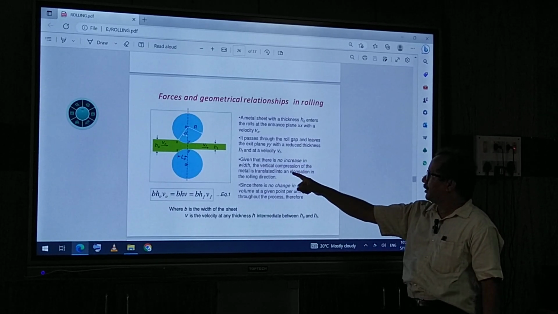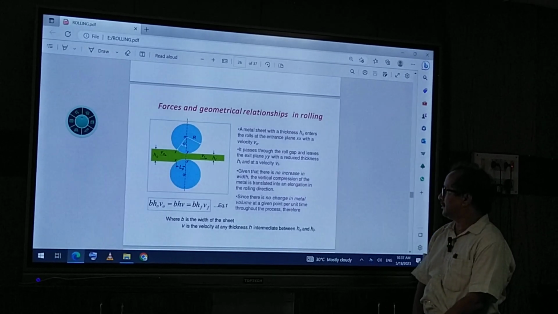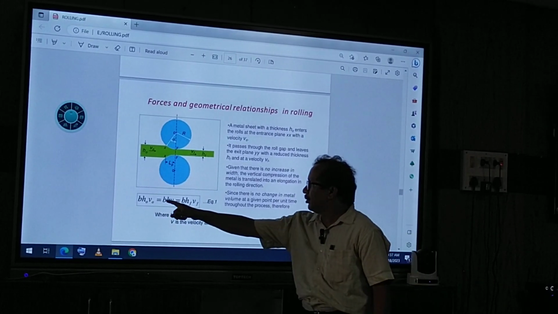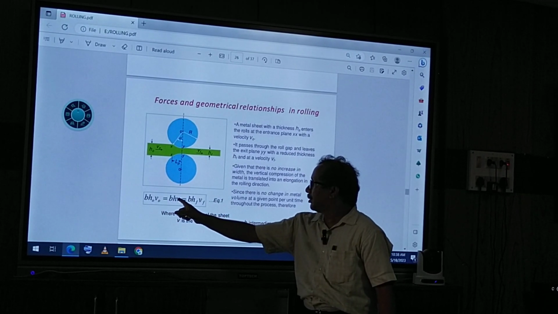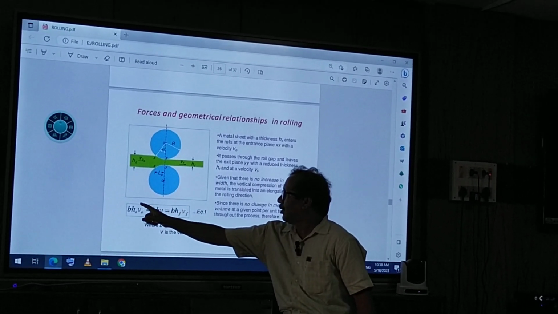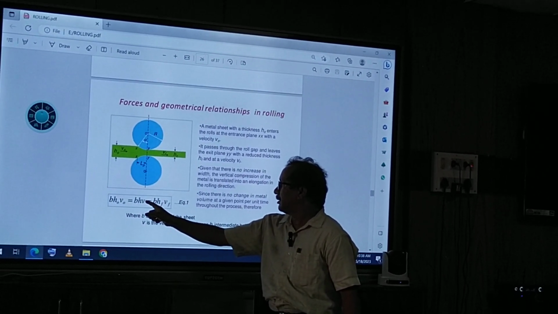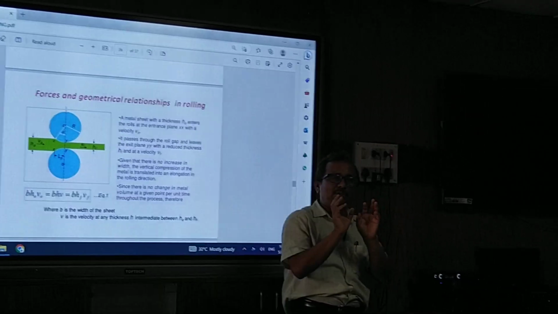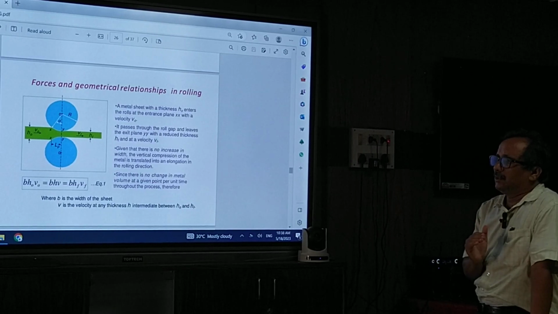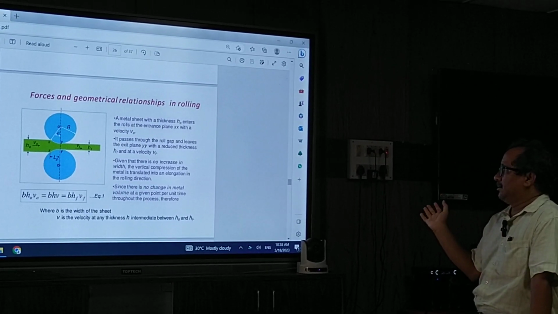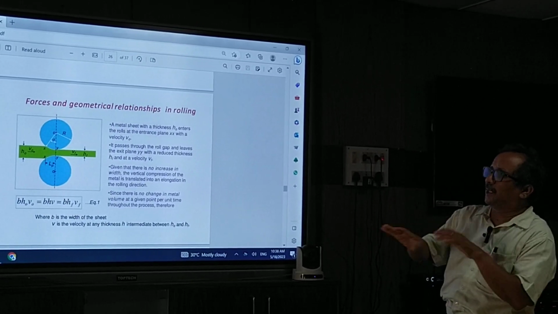Given that there is no increase in width, the vertical compression of the metal is translated into elongation in the rolling direction. So here, as we know, the volume is constant. B H0 V0 is equal to B HF VF. Here the volume is always constant. B is width, H is height or thickness, and V is the velocity. This means that the total volume remains constant during deformation, at the entry of the rollers, in the middle and at the end. So width is the same, only height is converted to length.